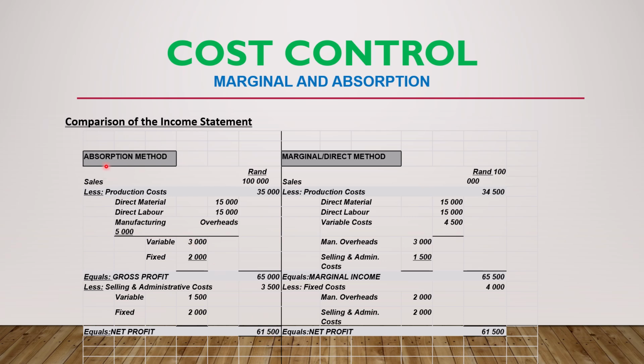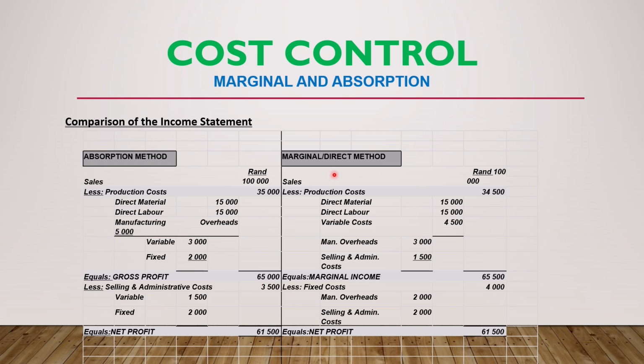Now we are done with the absorption. Then we do the marginal or direct or variable method. Remember, if you are doing both methods, your net profit must be equal. Otherwise, if one method's net profit is not equal to the other one, there's something wrong that we have done in one or the other. Now let's go to the marginal or direct method.